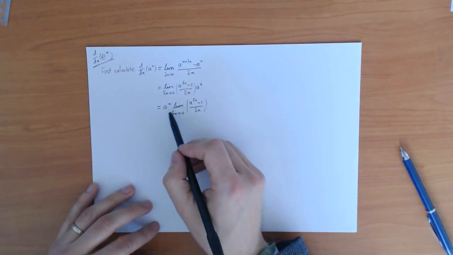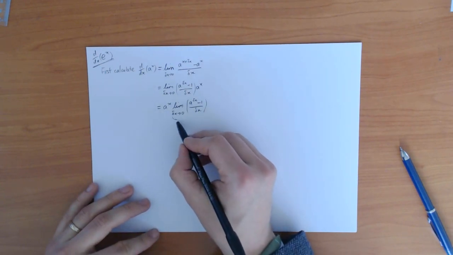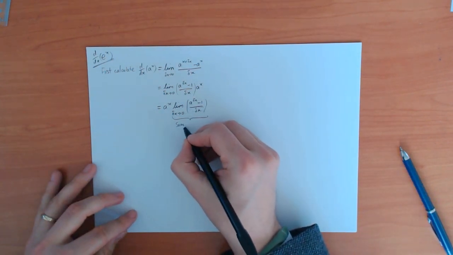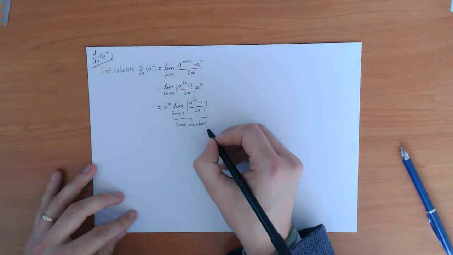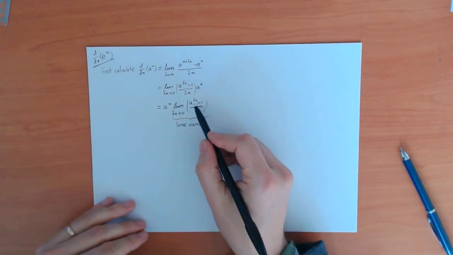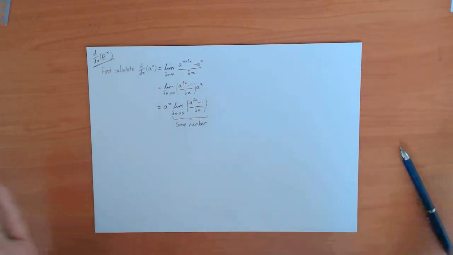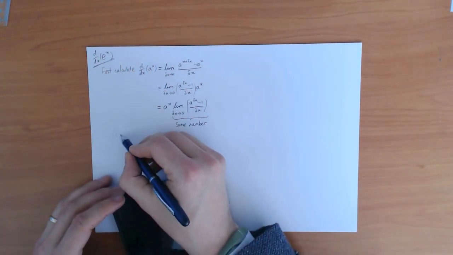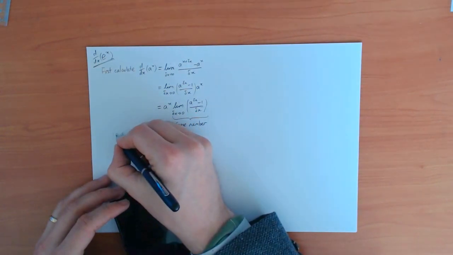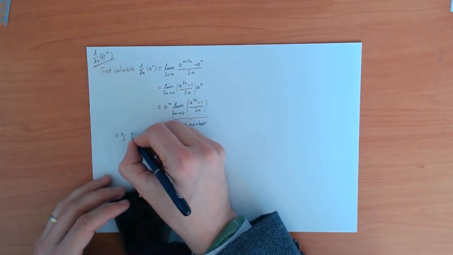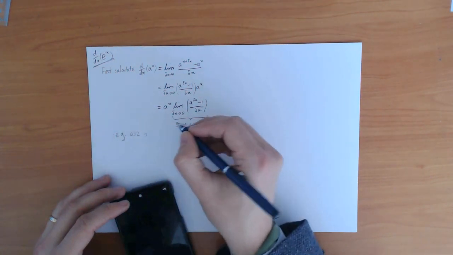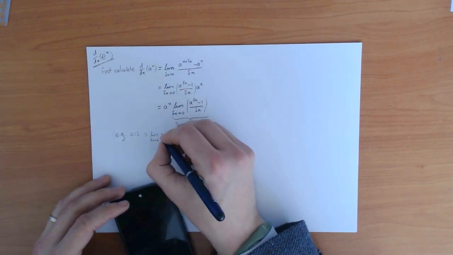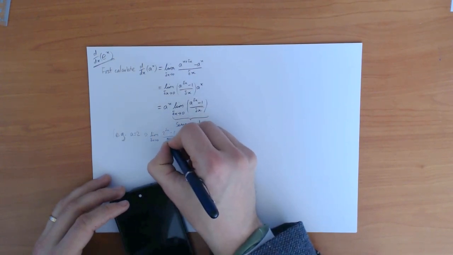Okay, so this thing is the original function, a to the x. This thing is some number, okay? Because it doesn't depend upon x. It only depends upon a and delta x. For example, suppose that I take the example a equals 2. Can you see that? If a equals 2, then I need to compute the limit as delta x goes to 0 of 2 to the delta x minus 1 divided by delta x.